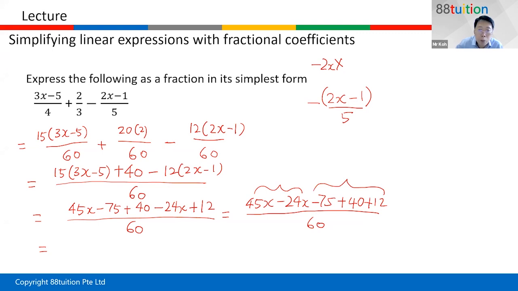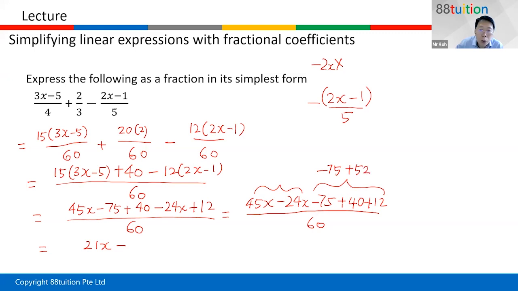Then we can subtract. So 45x minus 24x. So 5 minus 4 is a 1. 4 minus 2 is 2. So that's 21x. Then the next one, minus 75 plus 40 plus 12. All right, so you can consider it as minus 75 plus 52.